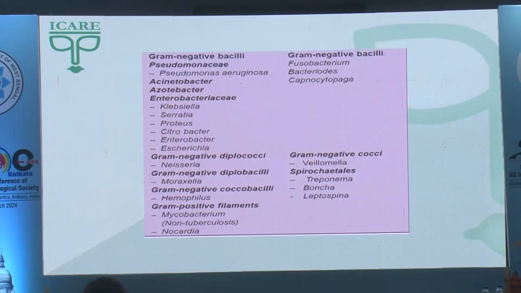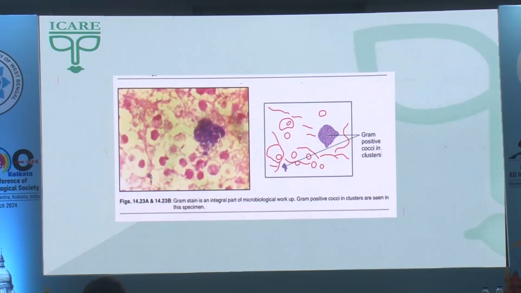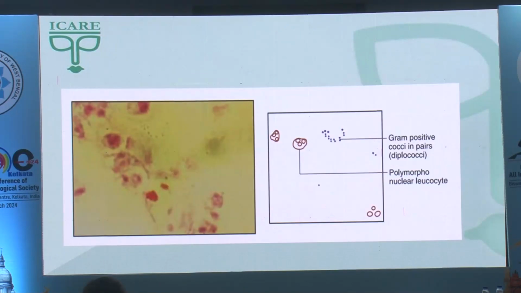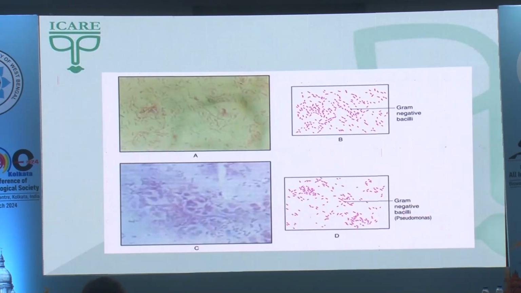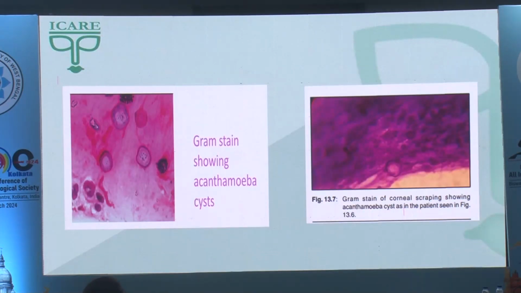So this we have already discussed, the bacteria, and this is Gram-positive cocci in pairs, diplococci. Here Gram-negative, Gram-positive cocci in pairs are seen here, and here Gram-positive cocci are seen in clusters. Gram-negative bacilli, most commonly it's Pseudomonas, which is the causative organism in keratitis. Here Gram stain showing Acanthamoeba cysts.